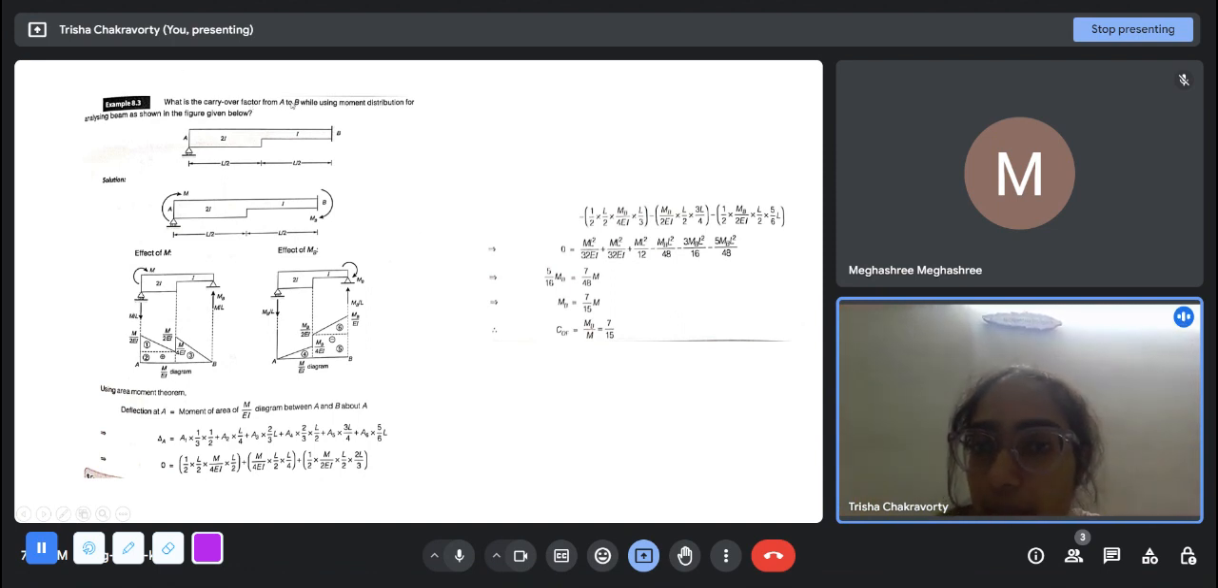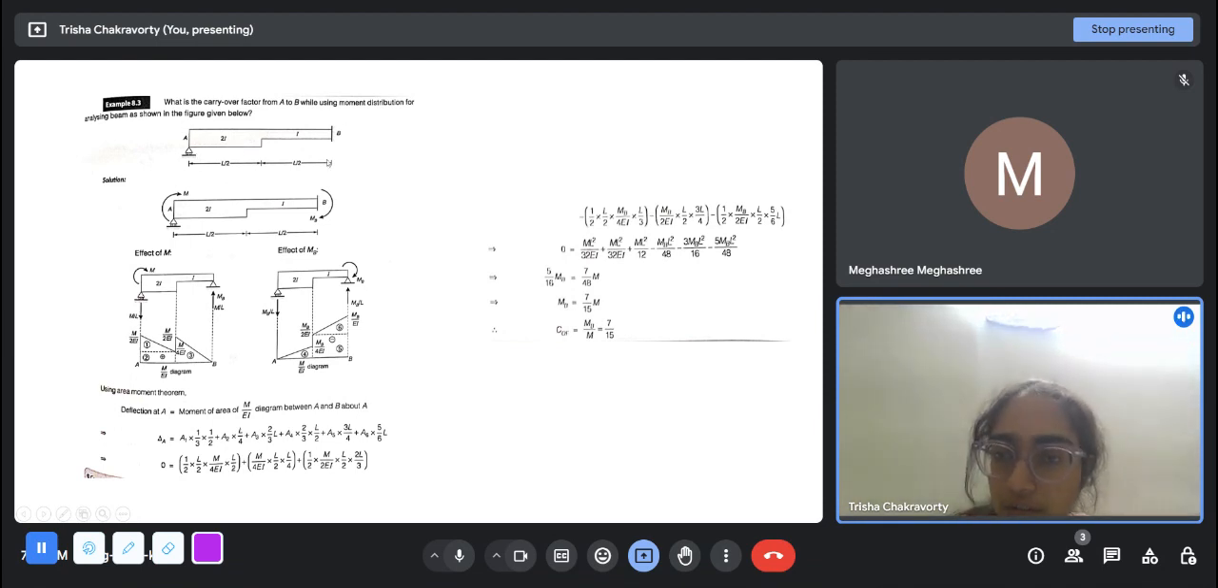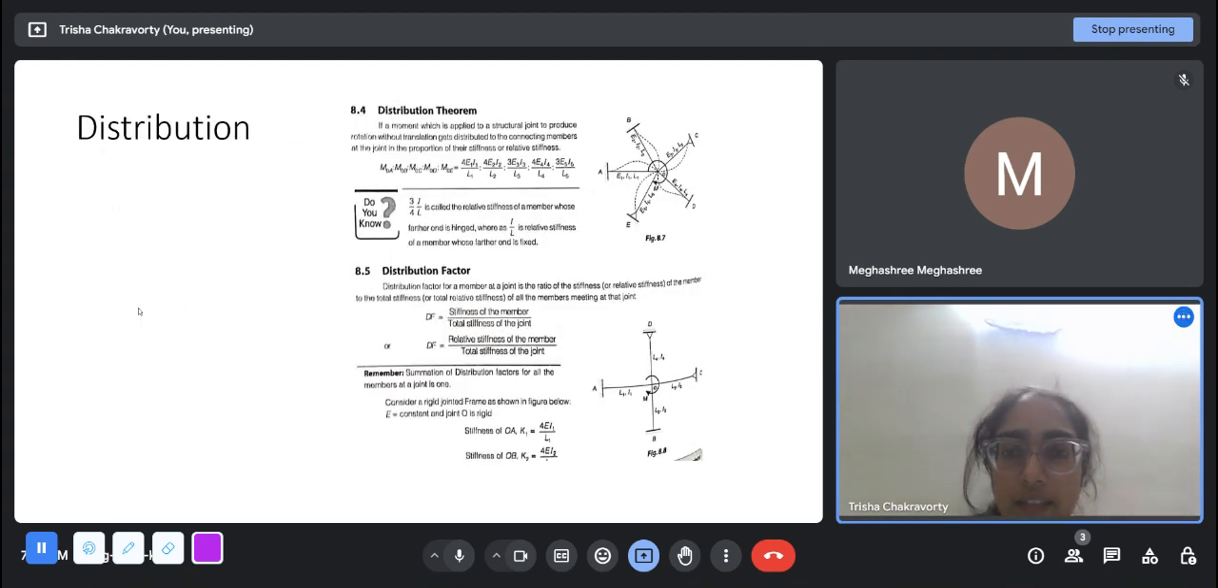What is the carryover factor from A to B while using moment distribution for analyzing this beam? This is a beam of varying cross section. So here we have to see what moment is being applied here and what moment is carried over here. We use the area moment theorem, but I think this is a bit too complicated to go into right now, because in the questions we will encounter, we will only have the same cross section and simpler configurations. So we look at the distribution theorem.